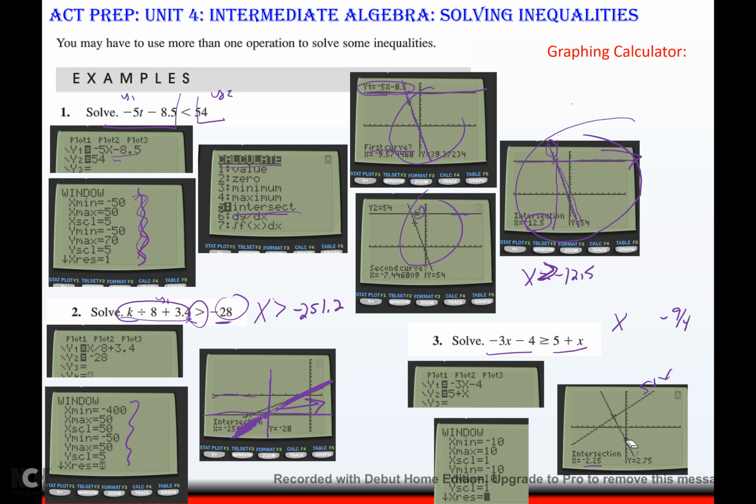But again, if you're going to do it by graphing, you got to figure out which way your inequality goes. Well, they want to know when is this line, the negative 3x minus 4, bigger than this one. Well, it's bigger than this one right here, which is from this point that way, which means its x is less than or equal to negative 9/4. Again, interesting to do it on the calculator, but in my opinion, it was a whole lot more work to do it on the calculator than it is just to do it by hand. Okay, especially in a time situation.